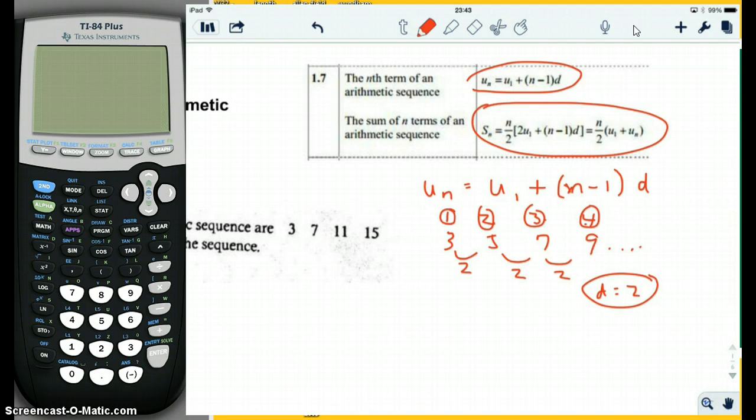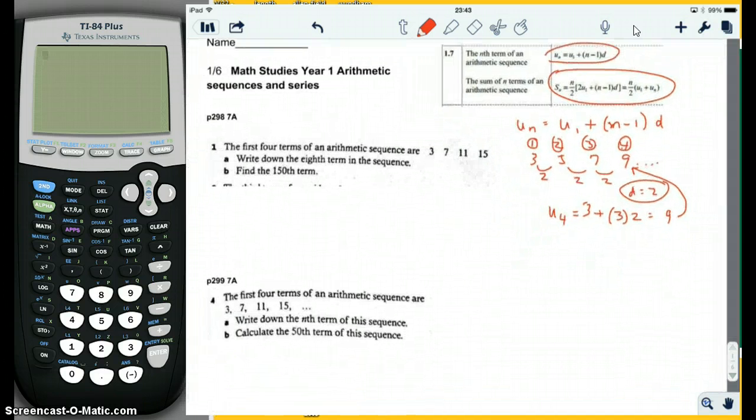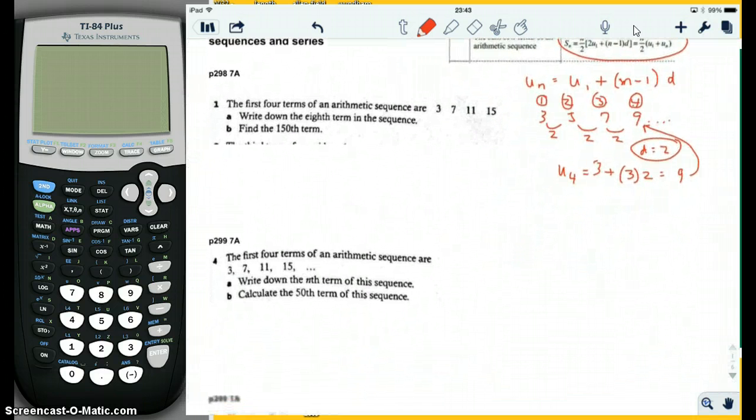And so if I wanted to find out what the fourth term was, I would say u sub 4 is equal to the first term, which is 3, plus n minus 1, which would be 4 minus 1, times d, which is 2. And that would give me 3 plus 3 times 2, which is 9. Okay? So let's go through these problems now.